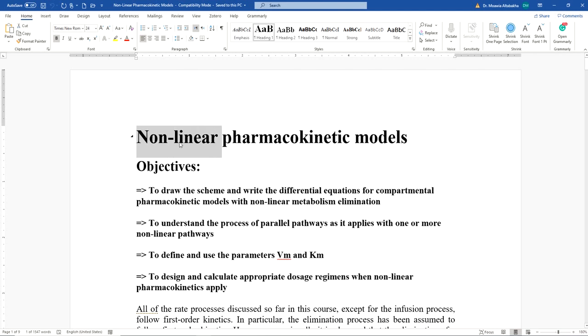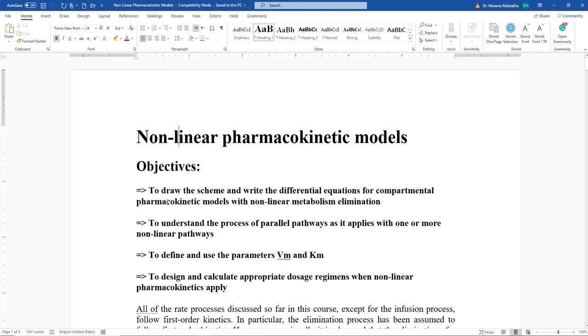Today I will introduce you to the new topic, which is, as you see here, non-linear pharmacokinetics models. Okay, when we say non-linear, of course, you remember linear, and linear represents first order kinetics. So when we say non-linear, what does that mean? Okay, we will talk about that later.